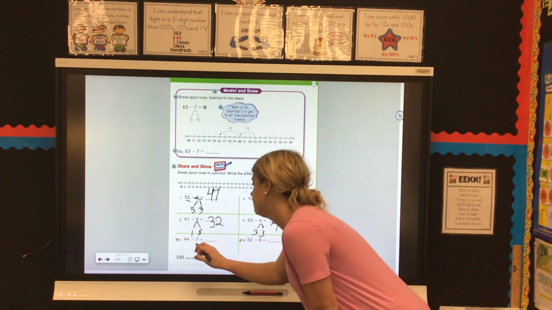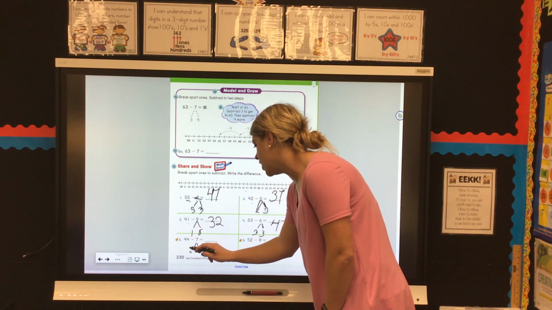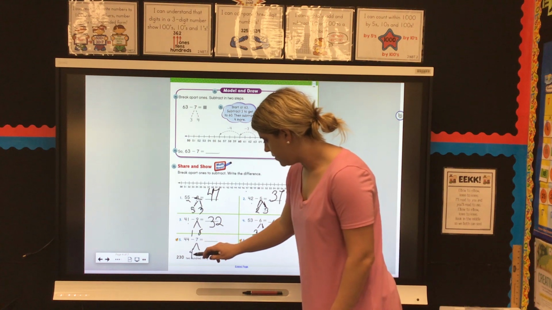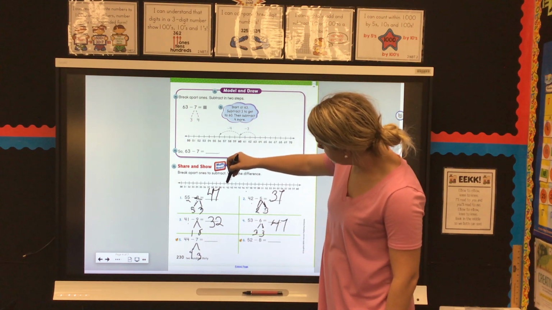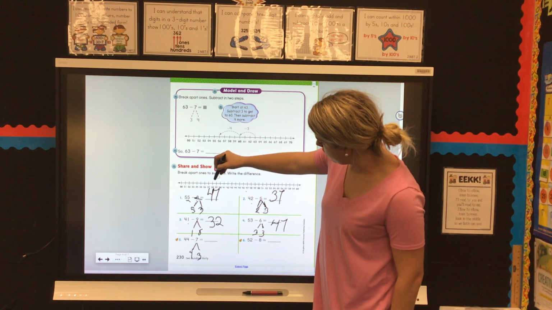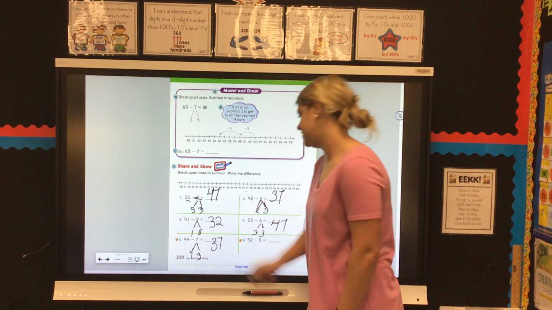All right, for this one, 44 minus 7. We're going to break 7 down into 4 plus something. 4 plus 3. Very good. 44. 1, 2, 3, 4. And then 3 more. 1, 2, 3. 44 minus 7 equals 37.